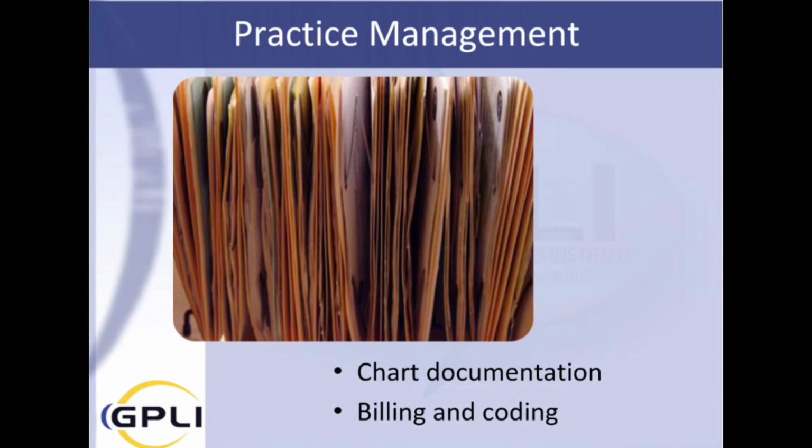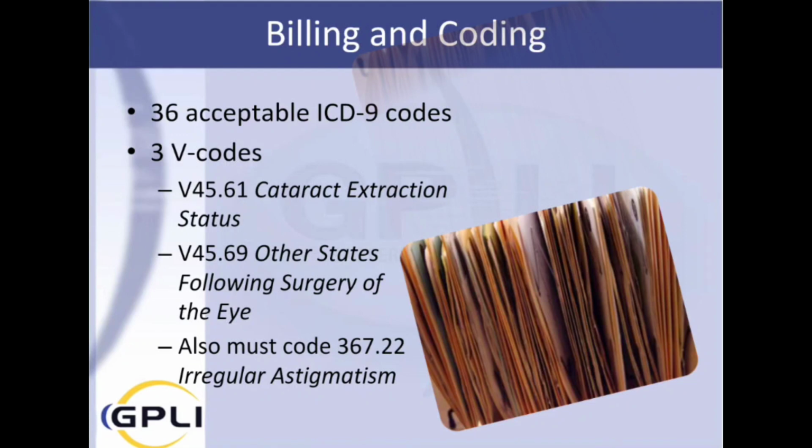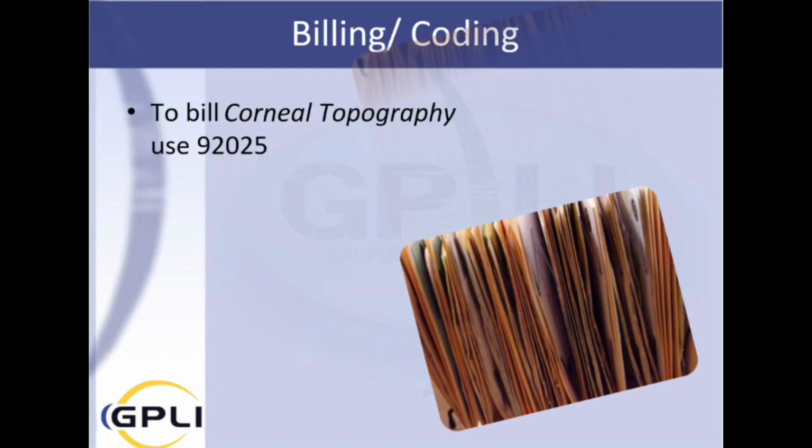There are some practice management issues to consider, including chart documentation and billing and coding. An assessment of the topography must be documented in the patient's chart, and the documentation needs to be in support of the diagnostic codes used. There are numerous acceptable ICD-9 codes and V codes used to bill corneal topography. It is best to check with the insurance carrier prior to billing, as these codes may vary amongst regions in the country or between carriers. The code used to bill corneal topography is 92025.